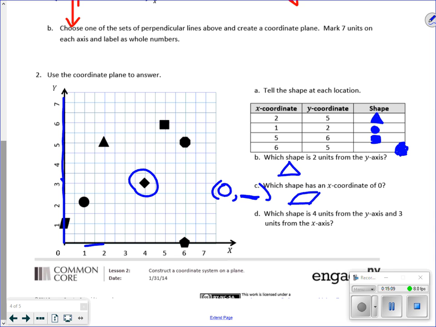So let's check. So we've got 1, 2, 3, 4 away from the Y. Right there. Is it 4 away from the Y? Yes. So we've got this. And 3 away from the X. So if this is the X, 1, 2, oops, I skipped. 2, 3 away from the X. That's a really hard concept to do because people tend to do it backwards.